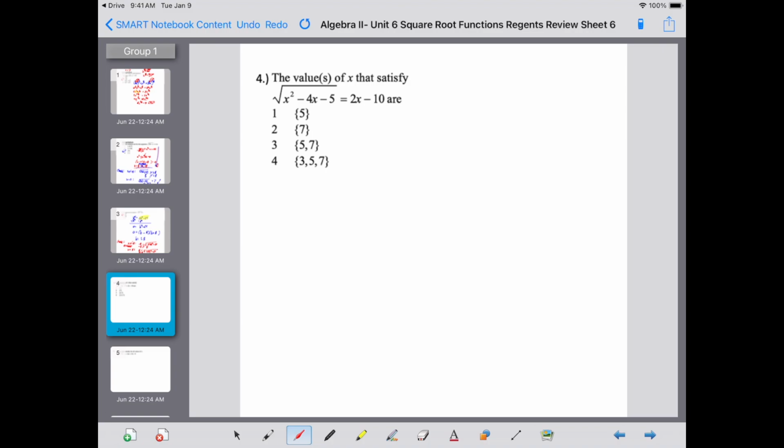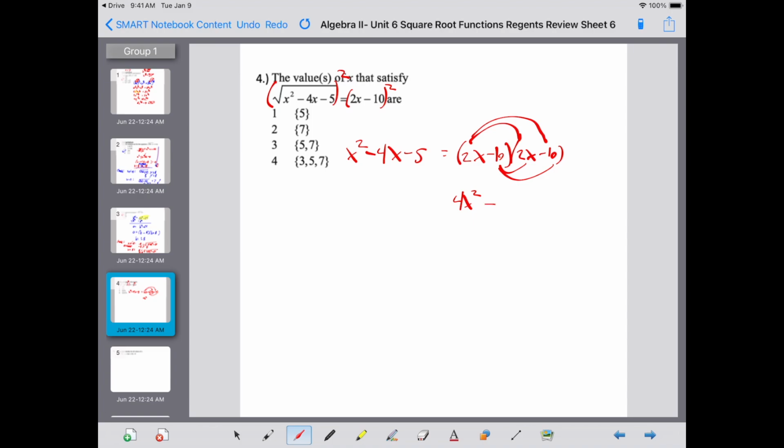Okay, square both sides. x squared minus 4x minus 5 equals 2x minus 10 squared. So I'm just going to expand that out. Multiply out, so you're going to just distribute. 2x times 2x is 4x squared. 2x times negative 10 is negative 20x. Negative 10 times 2x, negative 20x. So you add those, negative 40x. Negative 10 times negative 10 would be positive 100.